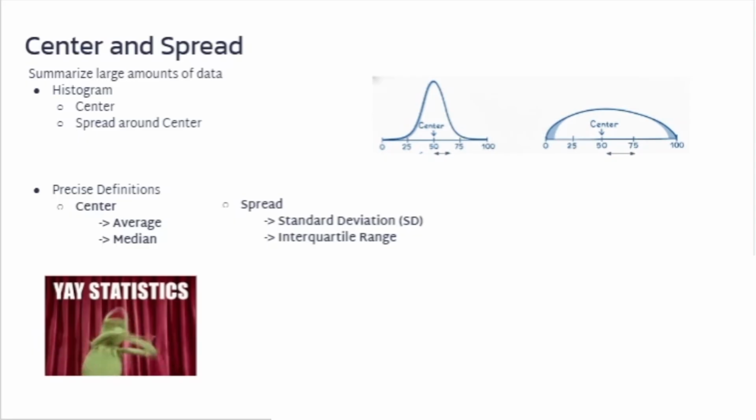For statistical analysis, we need more precise definitions. There are several ways to describe the center and the spread of a data set. The average is often used to find the center. Also, we have another parameter in statistics, which is the median. And the standard deviation is used as a measure of spread around the average. There is also another tool that we use to talk about the spread of data, and it is the interquartile range.